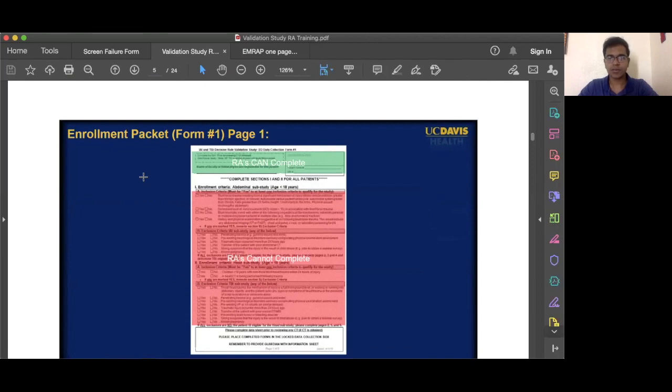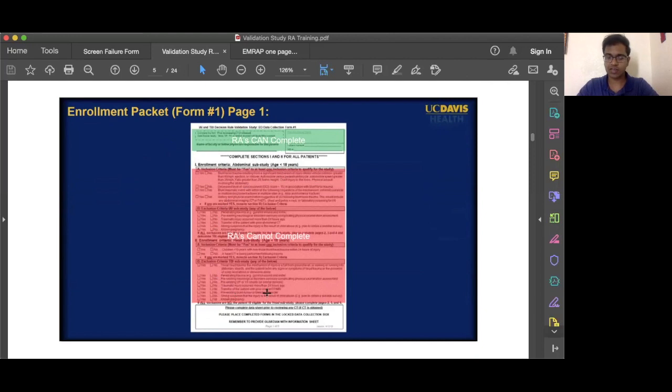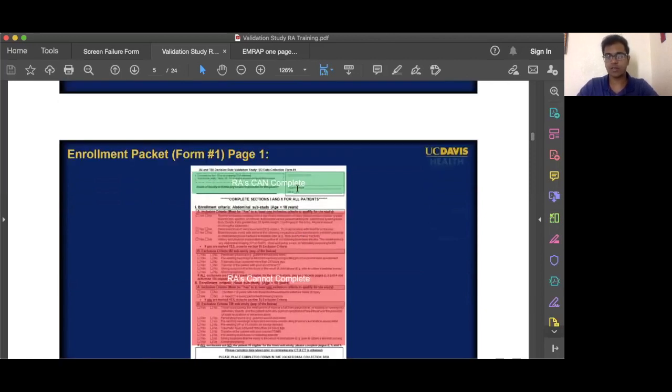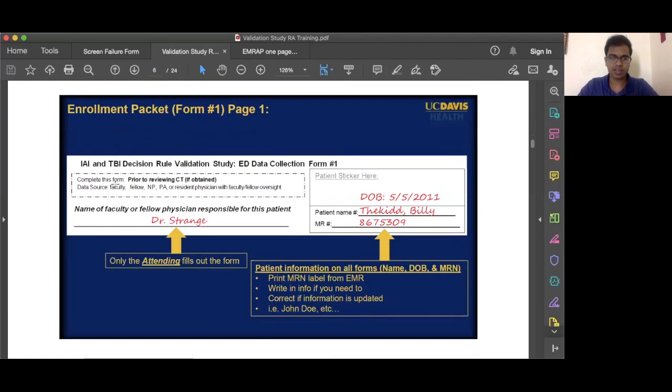And this is the actual Form 1, or page 1 of the Form 1. This is the inclusion-exclusion criteria. So this is something that the attending will fill out. And right up here is something that we complete. And the portion that we complete is going to look something like this.